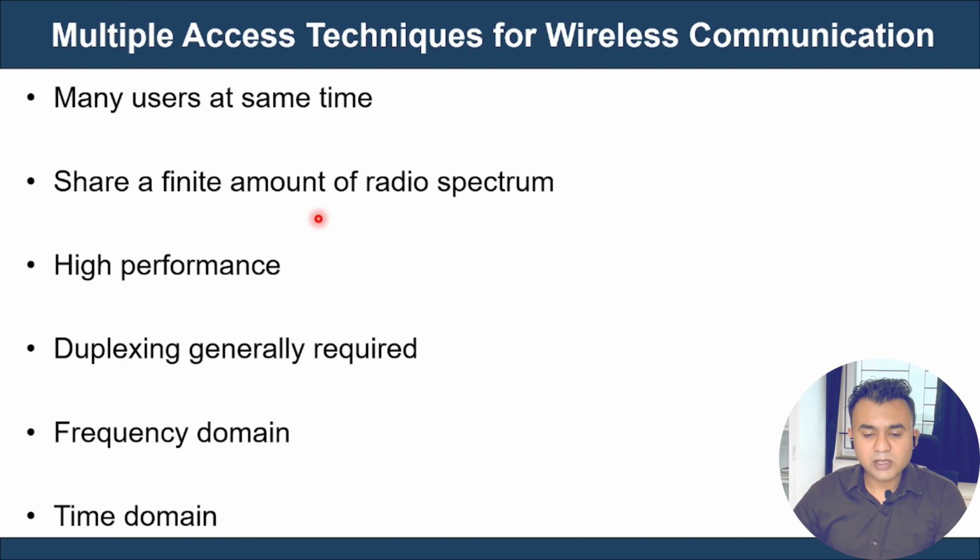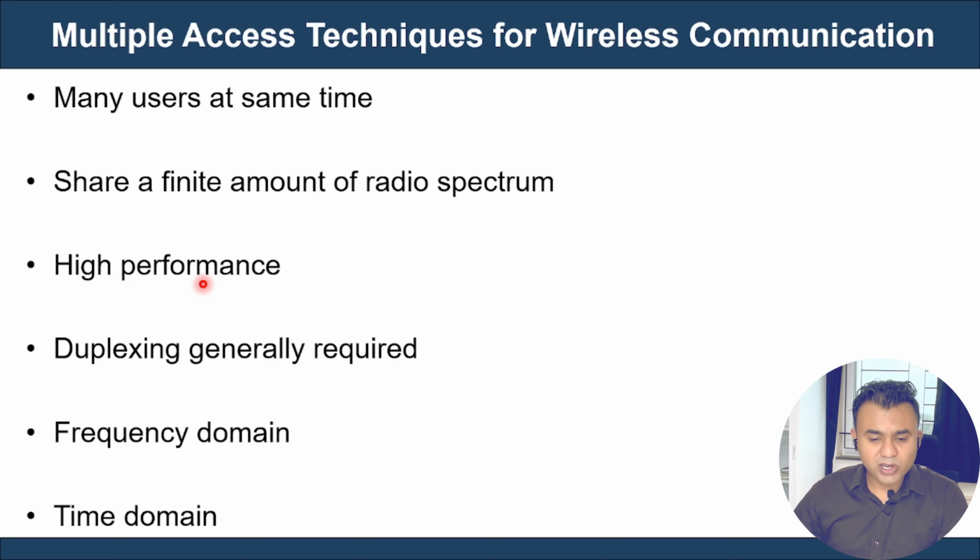We have to share a finite amount of radio spectrum, because we know that the radio spectrum is fixed and limited, and it is very expensive also. Each telecom vendor has to purchase a particular radio spectrum and then allocate a number of users to run their businesses. Therefore, multiple access techniques play an important role in allocating as many users as possible in that particular limited radio spectrum. And we have to do that so that the performance is optimal or high.